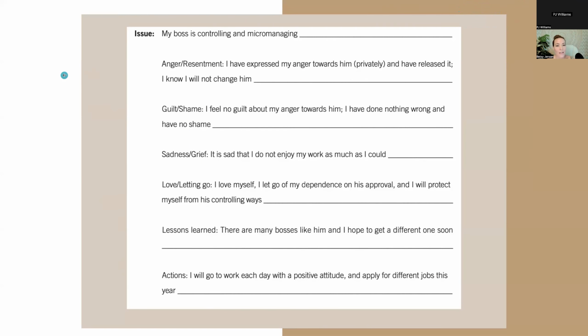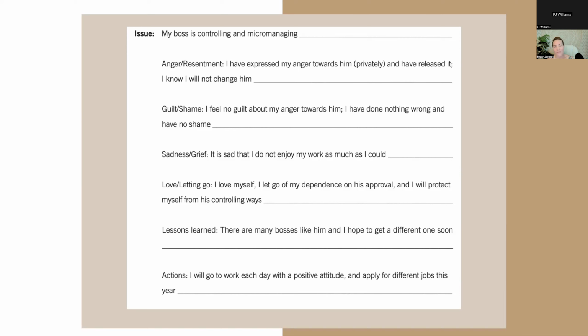Okay. So anger, resentment, you go through that process we described, feel the anger and release it. And then guilt and shame. I feel no guilt about my anger towards him. I've done nothing wrong and have no shame. These examples show that if you're not feeling guilty about it, don't try to cultivate that. You just might be like, no, I'm justified in feeling angry about this, and I don't really feel guilt or shame about it. Sadness or grief, it's sad that I don't enjoy my work as much as I could.